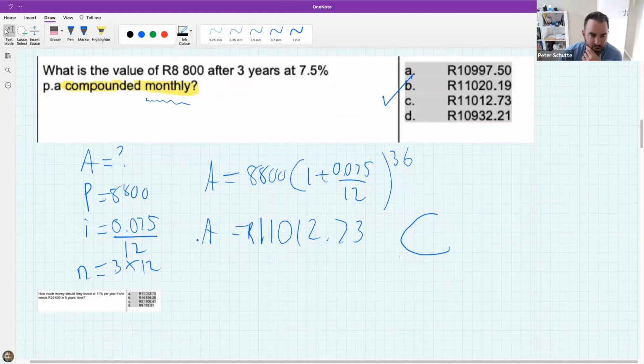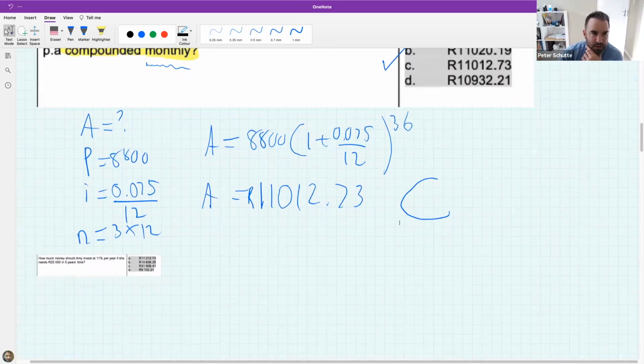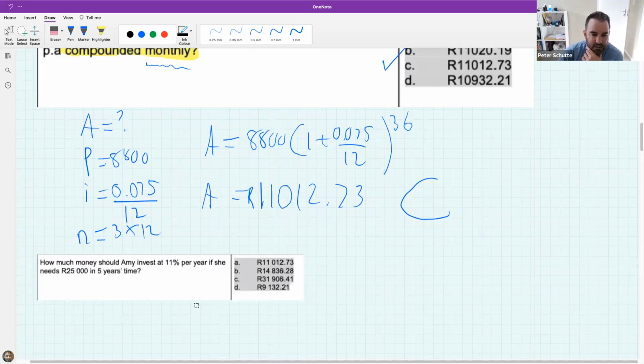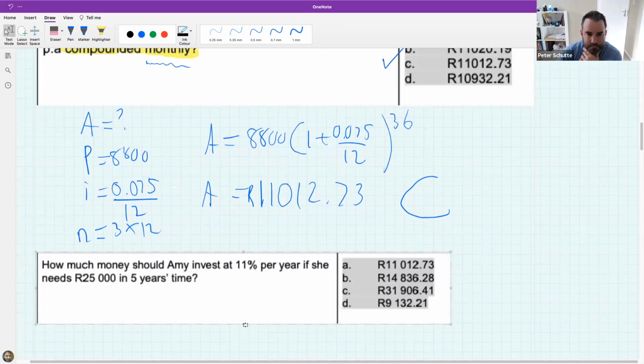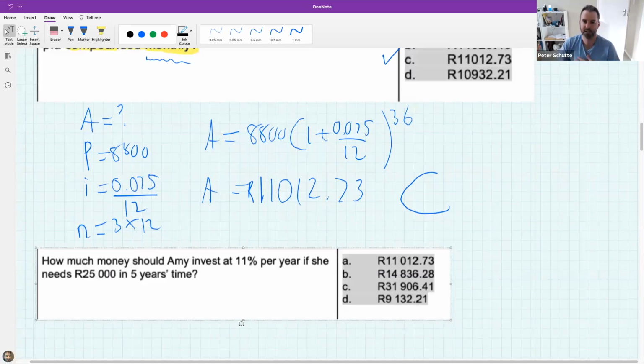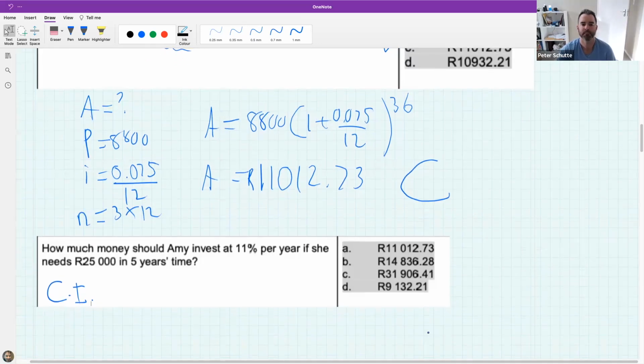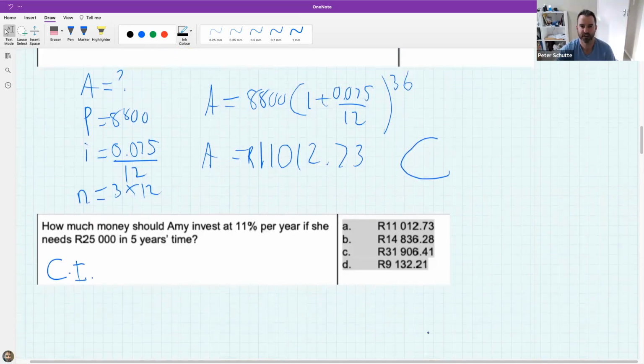Okay, well, you guys are doing so well. I want to keep swimming with this. So let's do this one. How much money should Amy invest at 11% per year, so per annum, if she needs 25,000 in 5 years' time? And the default assumption here is that you're dealing with compound interest. See if you can figure out that one.